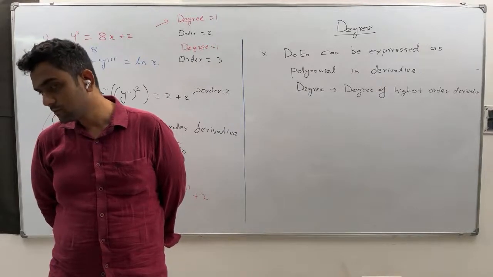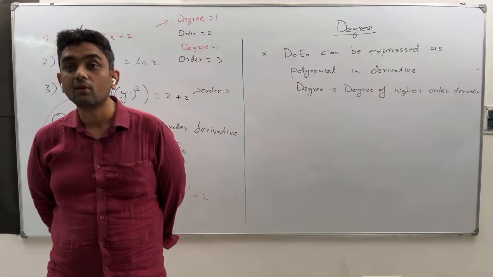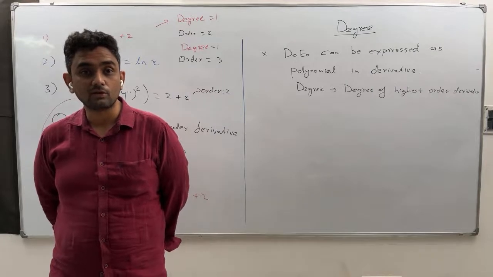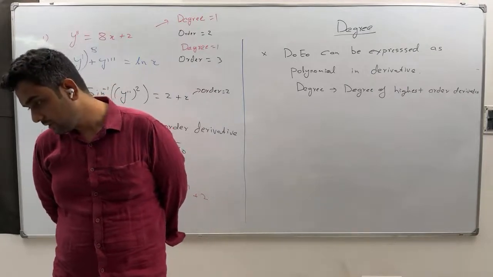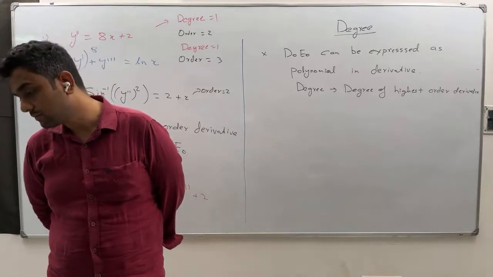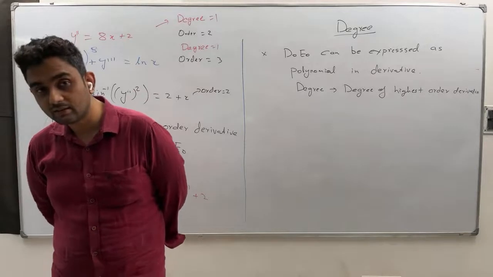What is the degree of the fourth one? Not defined. Why? Cos is there. It's not a polynomial. You got a trigonometric function, right? So not defined. Okay. Richard, degree of the first one.